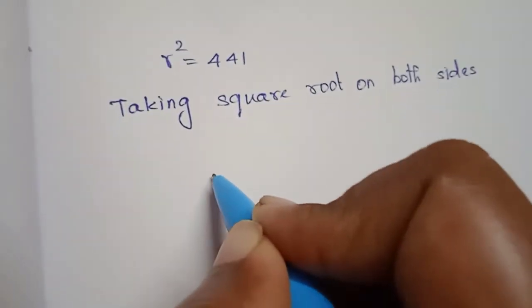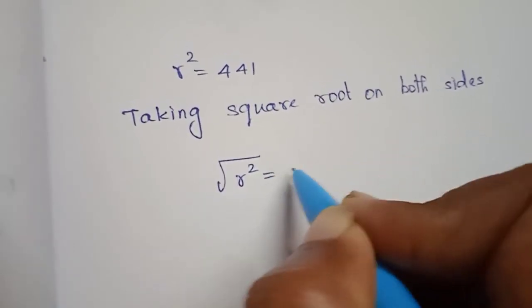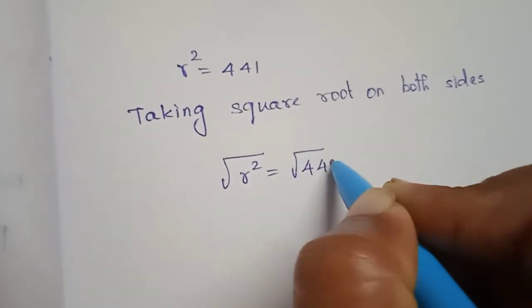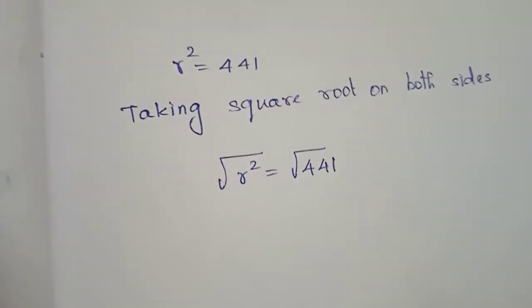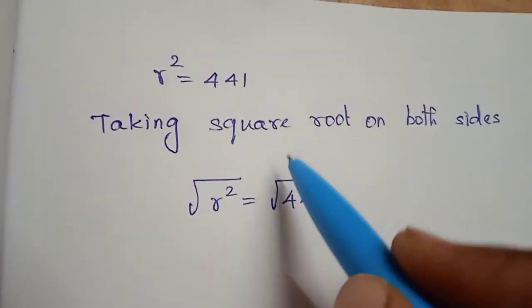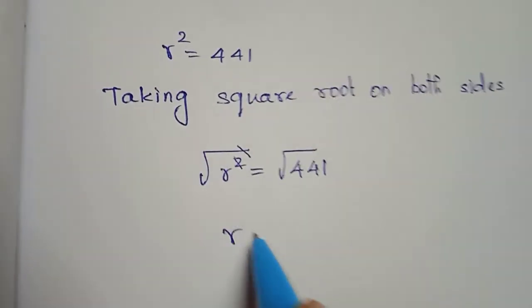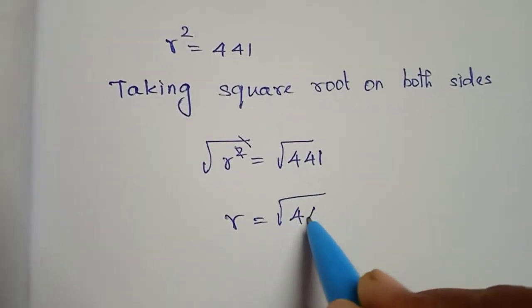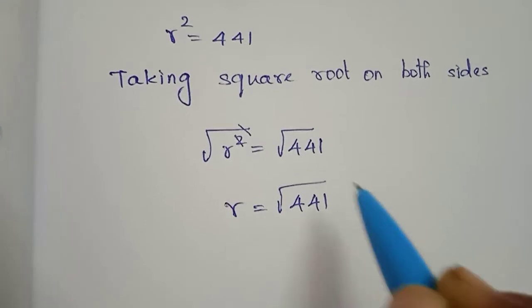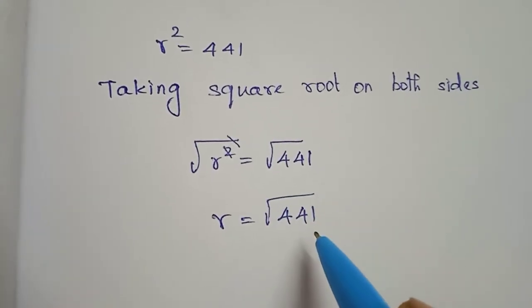So if you take the square root, root of r square equals root of 441. This root and square will get cancelled. So r equals root of 441. Now we should find root of 441.